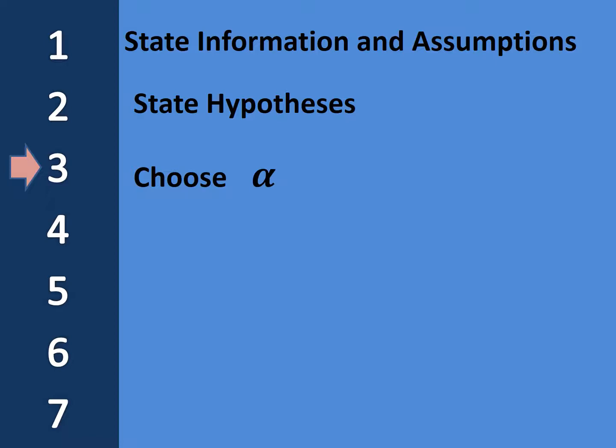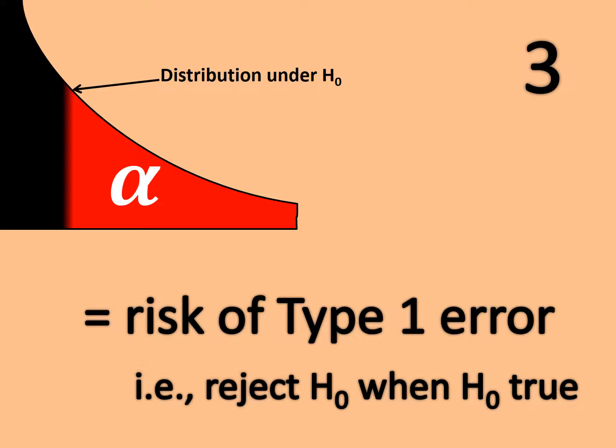The next step requires us to choose alpha, the significance level. In general, the significance level alpha gives the risk of error we are willing to take of rejecting the null hypothesis when in fact the null hypothesis is true. As shown, alpha can usually be described as the area in the tail of a distribution that results when the null hypothesis is assumed to be true.